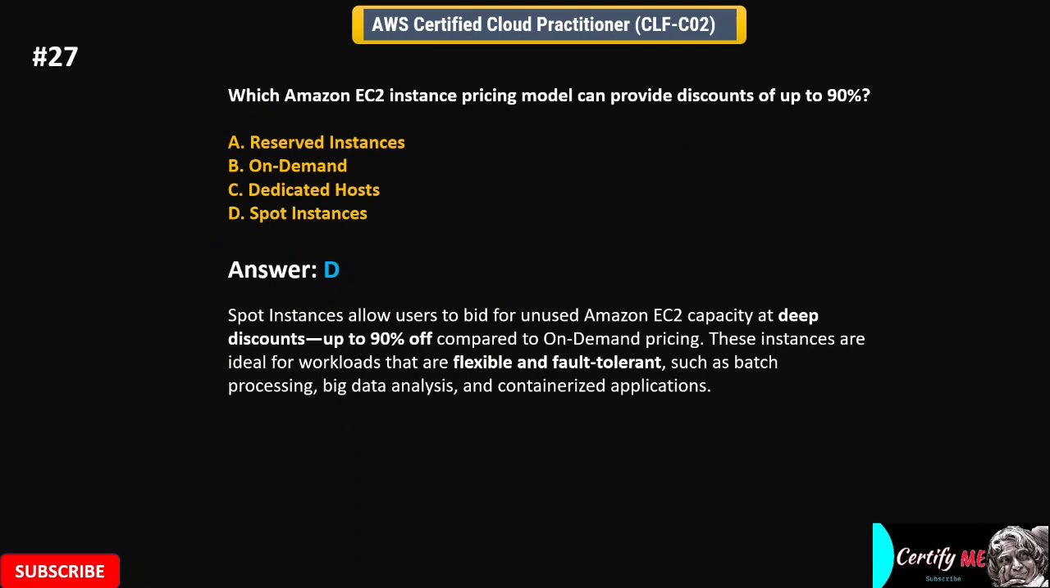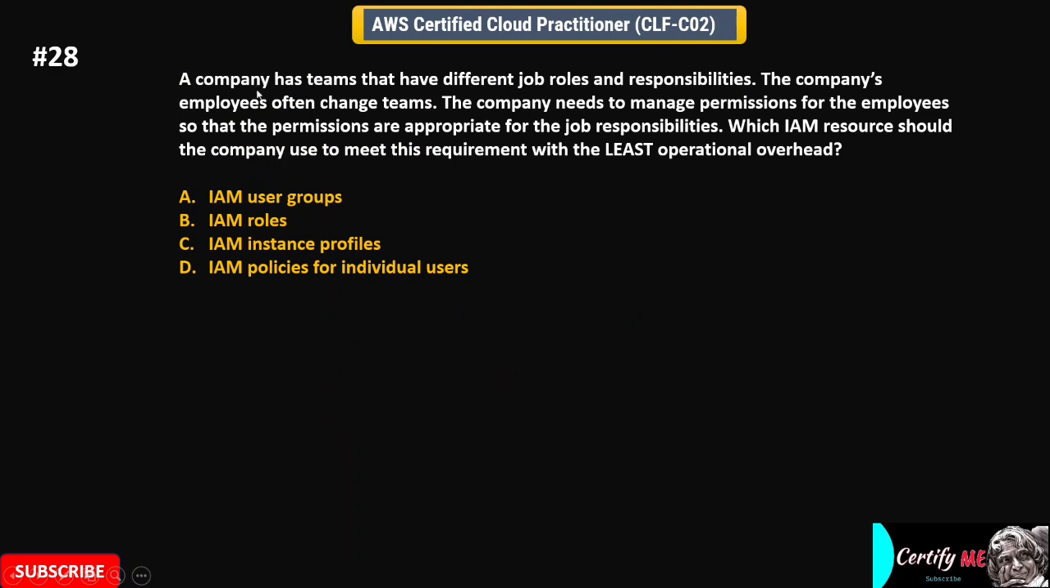Next question. A company has teams that have different job roles and responsibilities. The company's employees often change teams. The company needs to manage permissions for the employees so that the permissions are appropriate for the job responsibilities. Which IAM resource should the company use to meet this requirement with the least operational overhead?